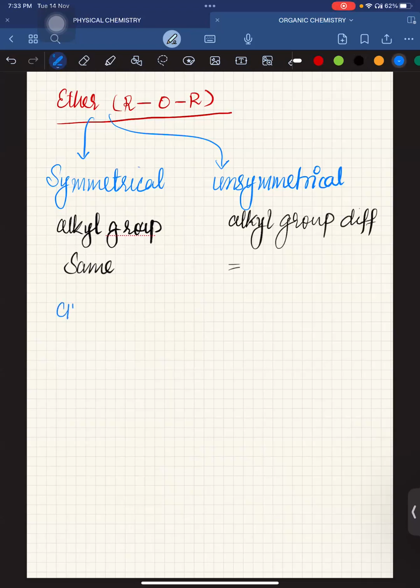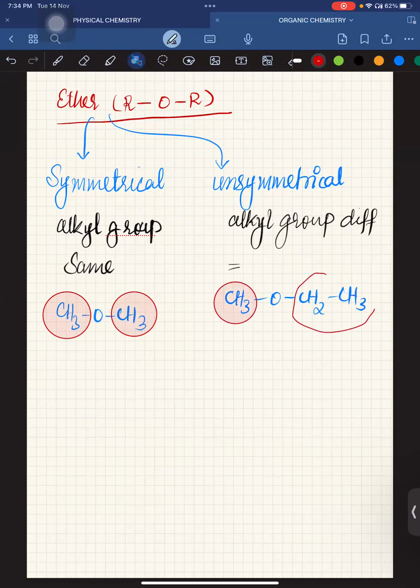Let's take an example. If it is CH3-O-CH3, you can look at the alkyl groups, this and this are the same. So it is a symmetrical ether. And if you have something like this, the alkyl groups are different, one side two carbons and one side one carbon, methyl is there, ethyl is there. In this case, this is your unsymmetrical, and this is your symmetrical. I hope it's clear to both of you, right? Yes. Okay.